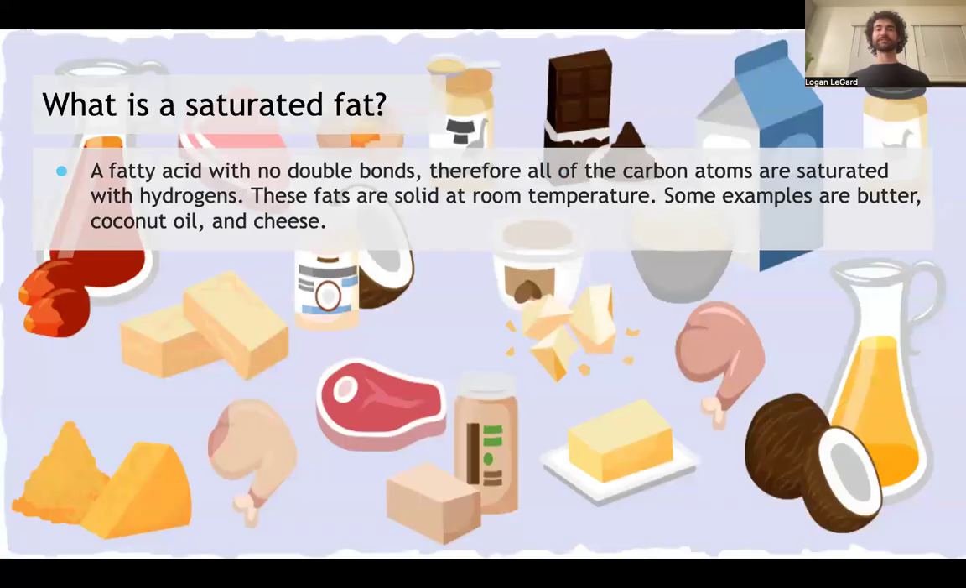What is a saturated fat? This is a fatty acid with no double bonds. Therefore, all of the carbon atoms are saturated with hydrogens. These fats are solid at room temperature, and some examples are butter, coconut oil, and cheese.